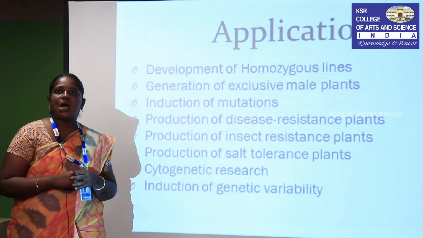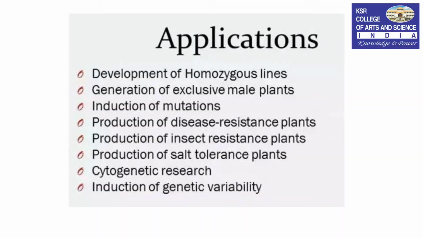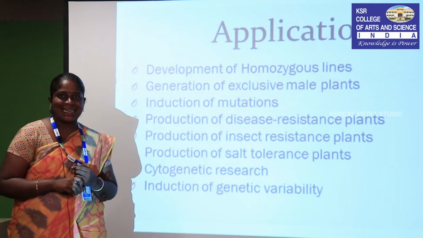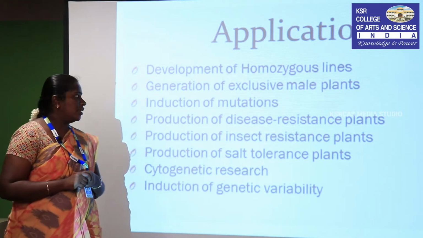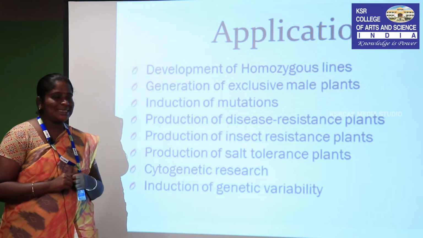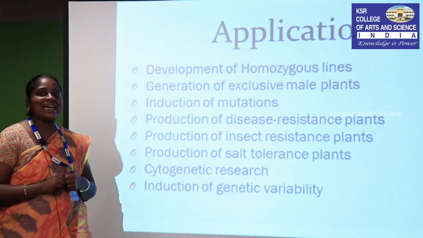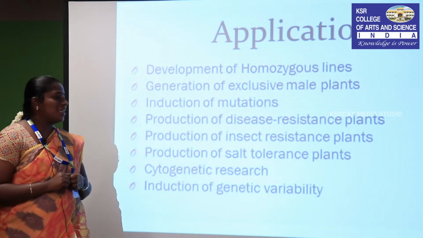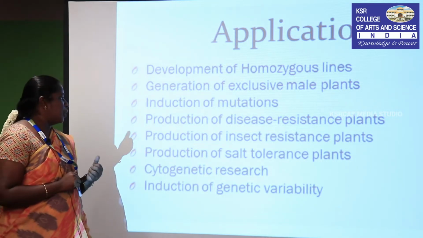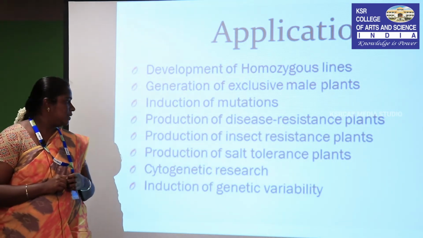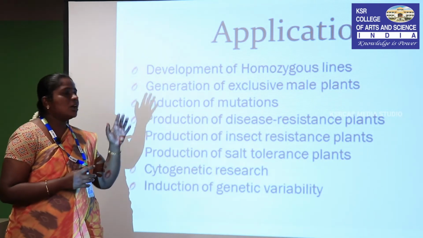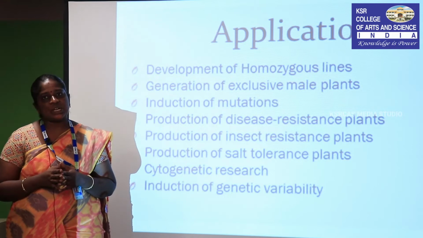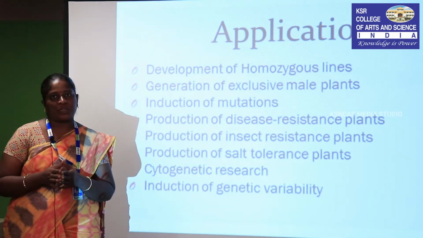Next, what are the applications of haploid plant formation? Development of homogeneous lines, next generation of exclusively male plants, induction of mutations, production of disease resistant plants, insect resistant plants, salt tolerance plants, cytogenetic research, and induction of genetic variability. These are the main applications of haploid plant production.